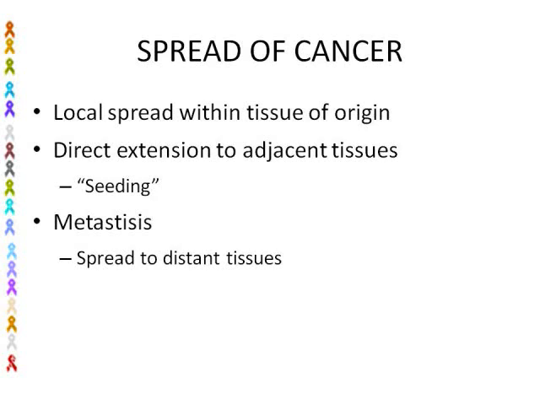The tumor cells spread along the membranes. And then there's metastasis, where the tumor cells spread to distant tissues via the blood or the lymph systems.